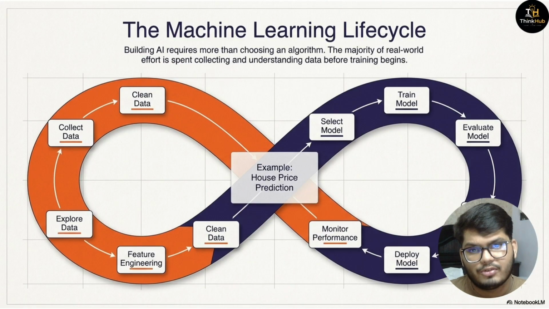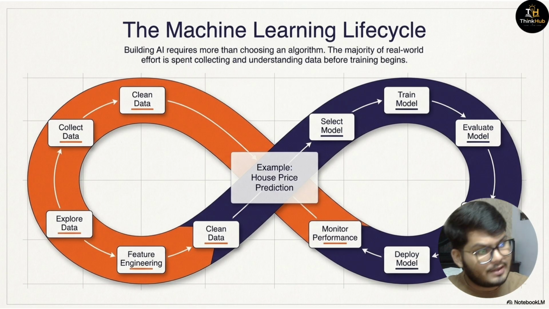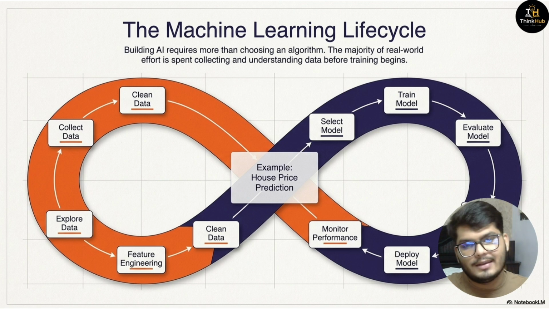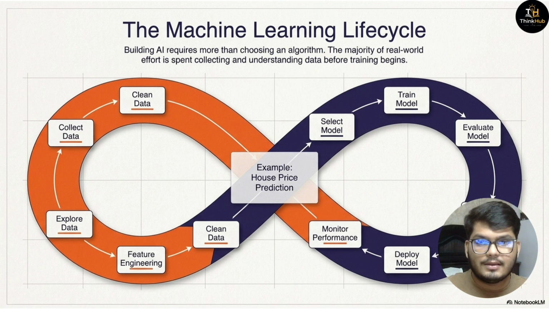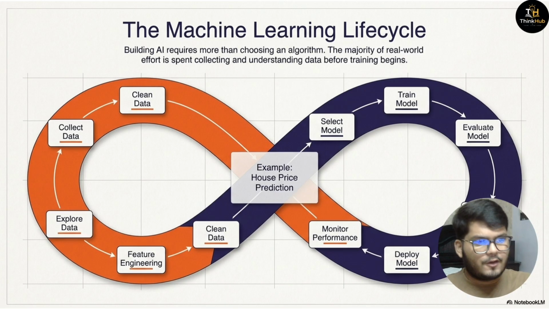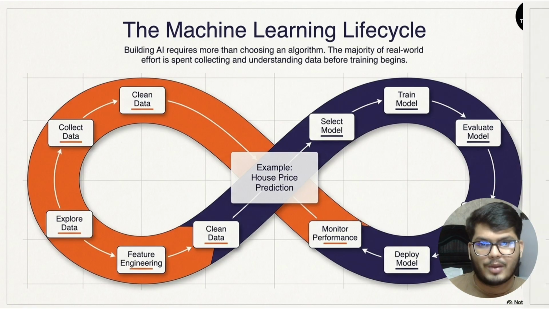This is basically the machine learning life cycle. You can use the example of house price prediction. First we have to select the model, then train the model, then evaluate the model, then improve the model, then deploy the model, then monitor the performance. Then clean the data, collect the data, explore the data, do feature engineering, and then again clean the data. This is the whole process you can follow, and I have given you the example of house price prediction.